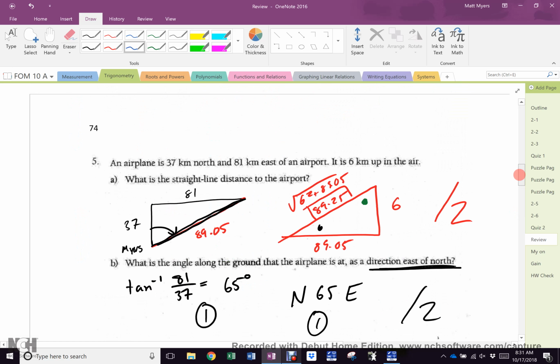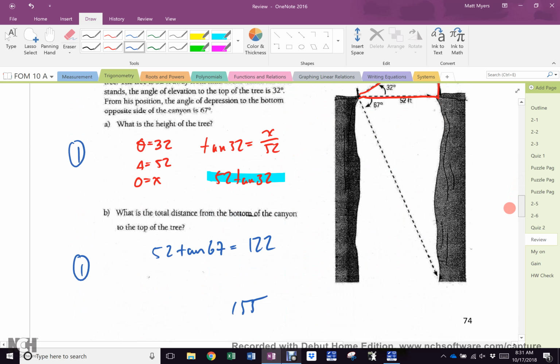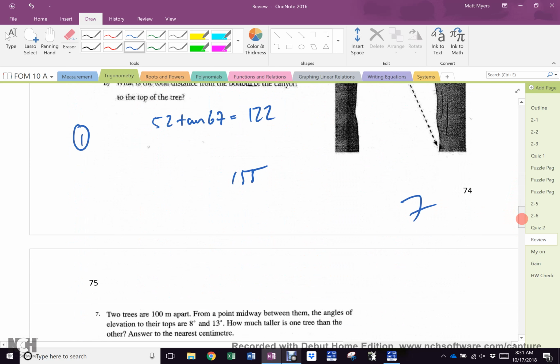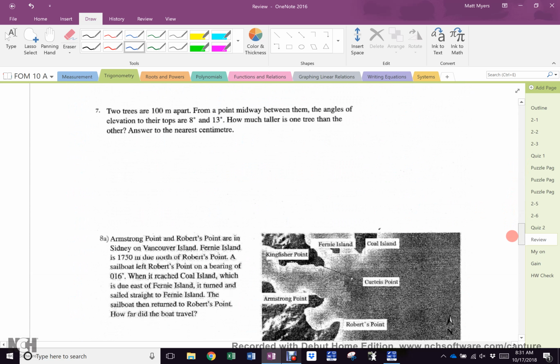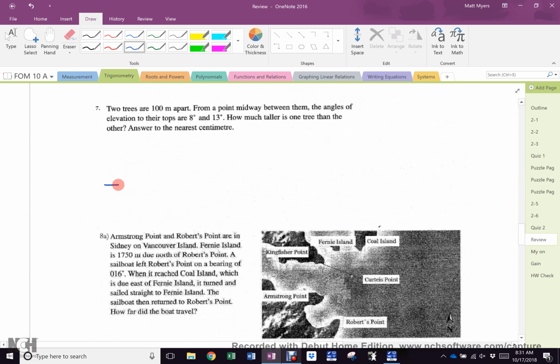Now, 2, 4, 6, 7 on that page. 4 on the first page. 2 trees are 100 meters apart. So how far is this side? 50. How far is this side? 50. x, y. Now, no matter how you drew it, I want you to answer this question based on my drawing. Which tree is taller, x or y? X is taller. Y.